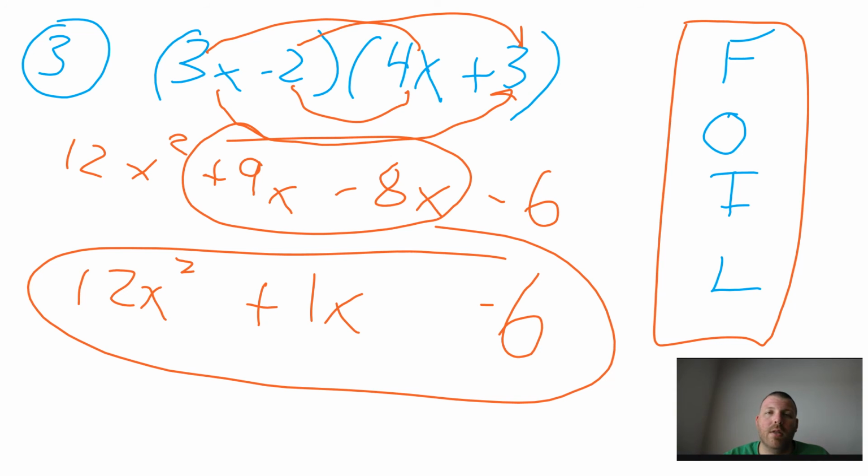I'm not solving for x here. I'm just simplifying it by multiplying. Okay? Good job. What we've done is monomial times monomial, monomial times binomial, and binomial times binomial. Just in case you cared.